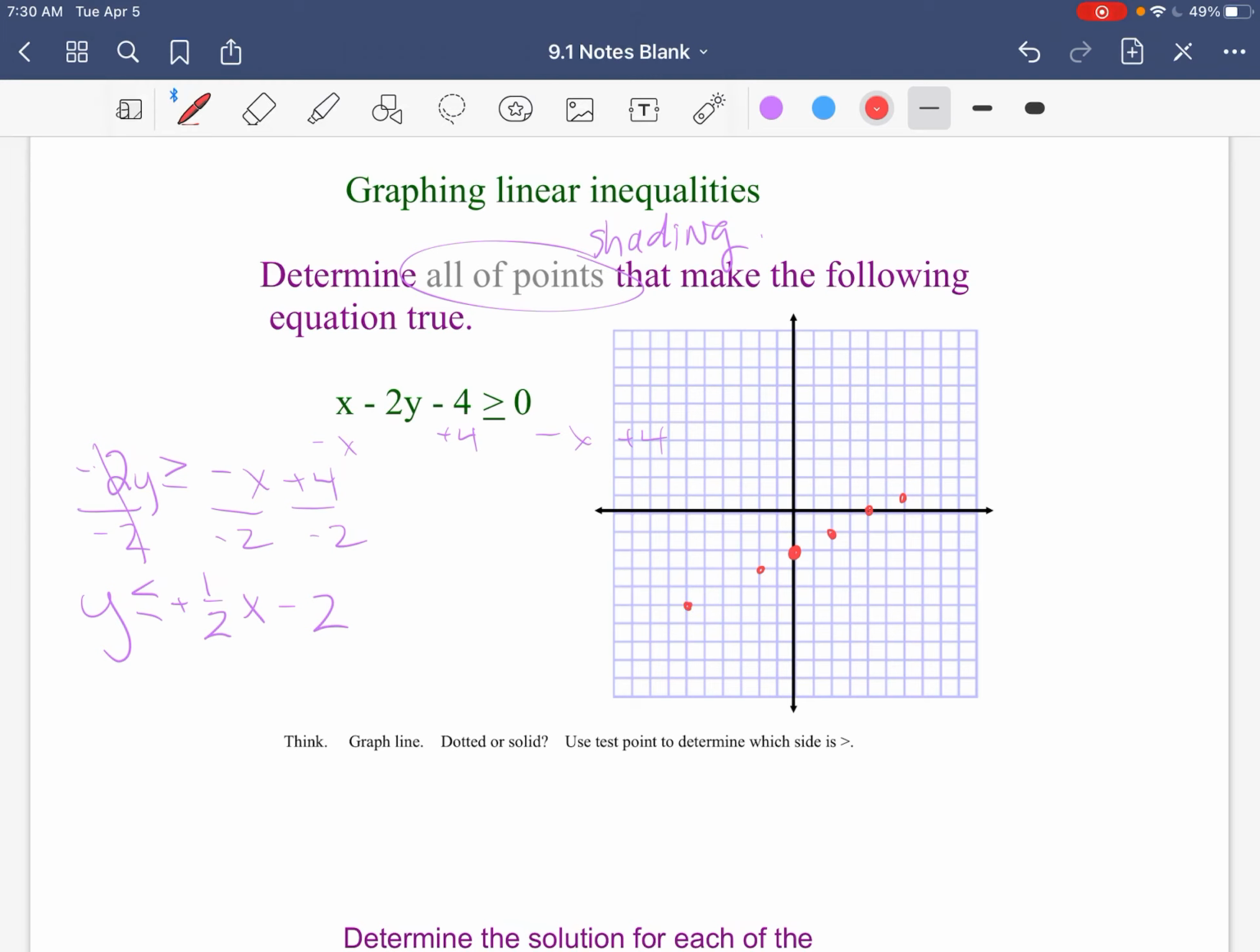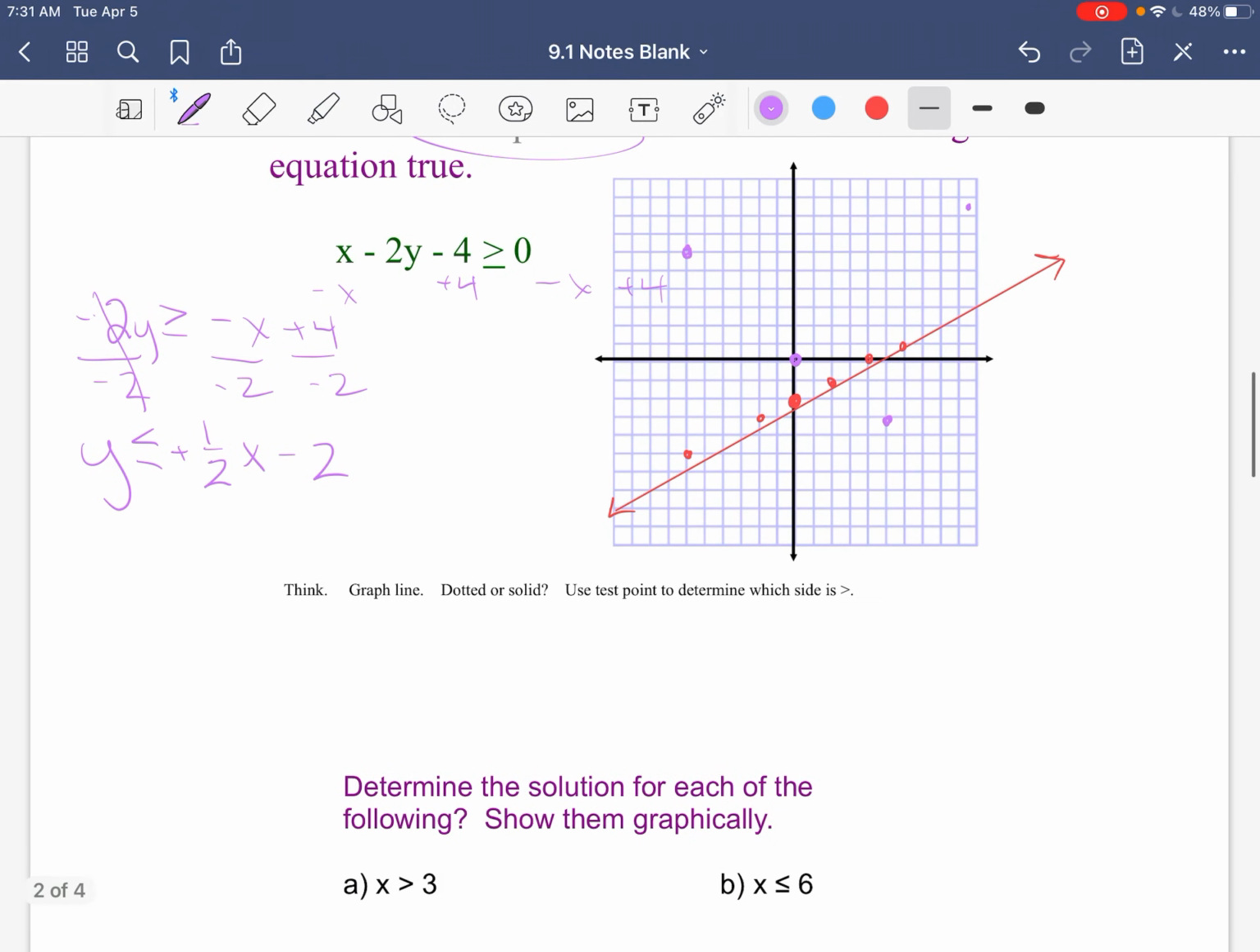Beautiful. So we've graphed our line. We're going to think solid or dotted. We have an equal to, so we're going to have a solid line through those points. Add arrows, and then we're going to pick a test point. So again, you could pick this point here and plug those coordinates in. You could pick this point here, or that point there, and plug those coordinates in. But the easiest point, in my opinion, is 0, 0.